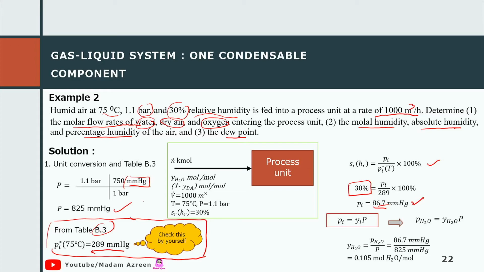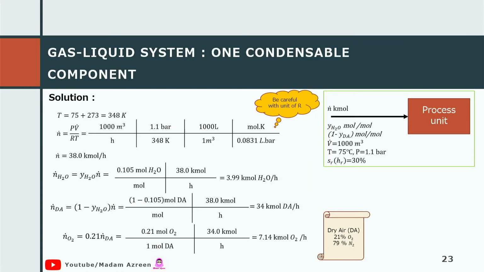Yang pertama tukar unit. Yang kedua daripada 30% relative humidity ni, kamu masukkan dalam formula dia, formula P I over P star T ni. You will get the value of this. And from this, you can get the value of Y P, which is this. That is the first. Yang ni nanti, ini kita nak guna untuk next.